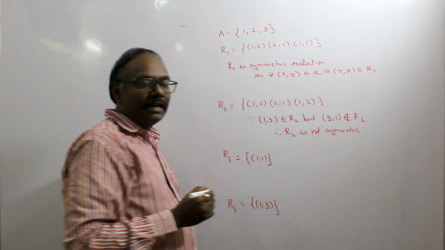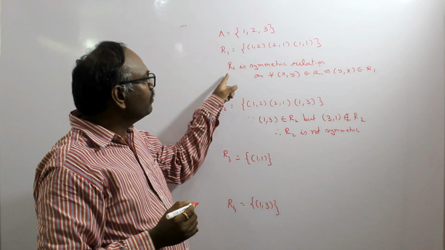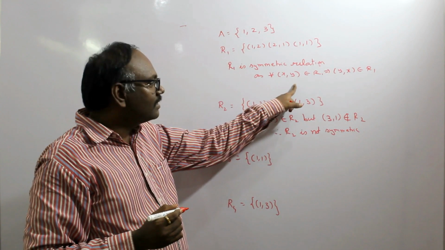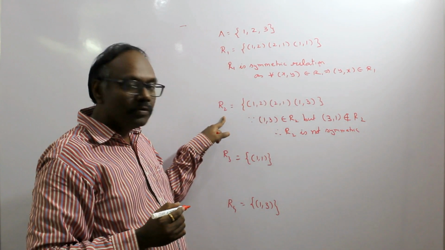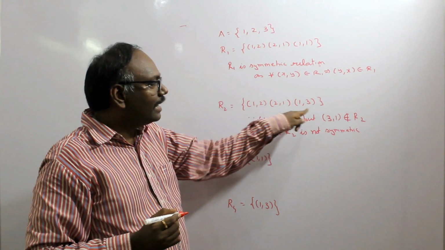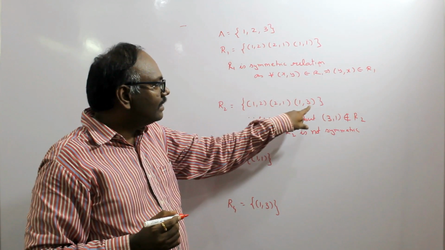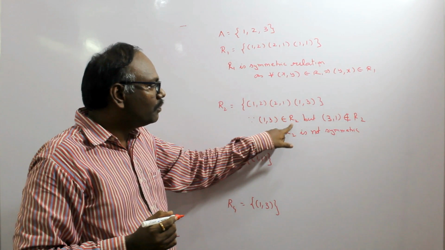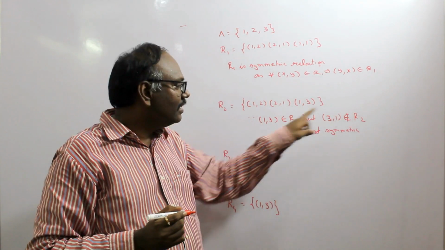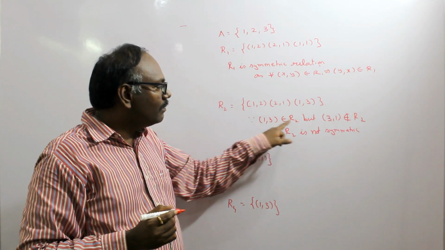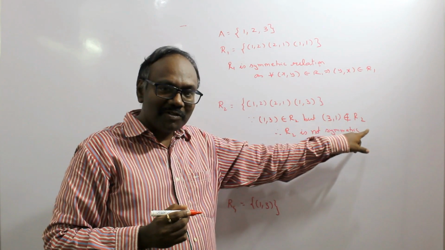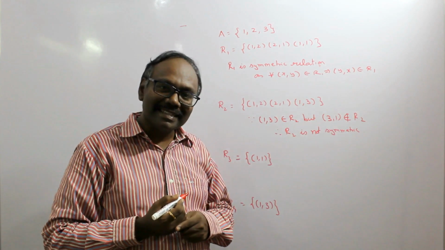Always remember, whenever something is true, you should be able to write the general way, whereas when something is not true, then you should be able to write by giving an example. So here you could easily find that 1 comma 3 belongs to relation R2 but 3 comma 1 does not belong to the same relation. So you can directly write 1 comma 3 belongs to R2 but 3 comma 1 does not belong to R2, therefore R2 is not symmetric.